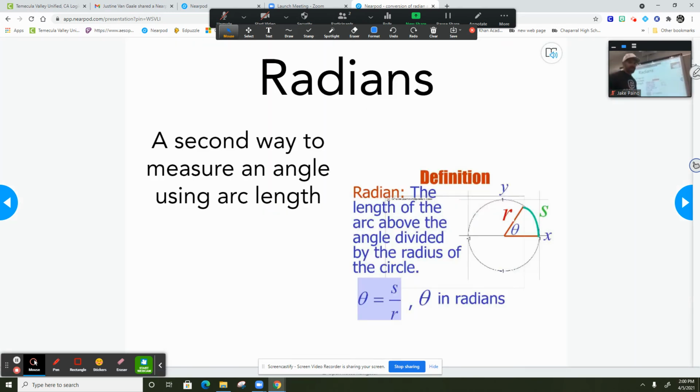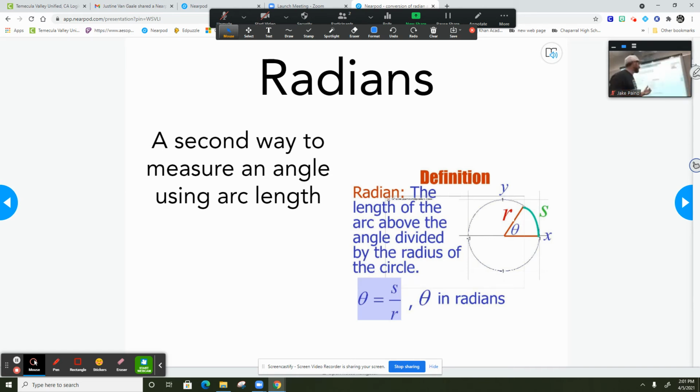All right, so now we're going to introduce a new way to measure an angle. The only thing that you've ever learned in geometry is degrees. We measure an angle in degrees. But just like you can measure the length of something in inches, feet, yards, meters, there's another way to measure an angle. So you know degrees, and what we're going to learn today is called radians.